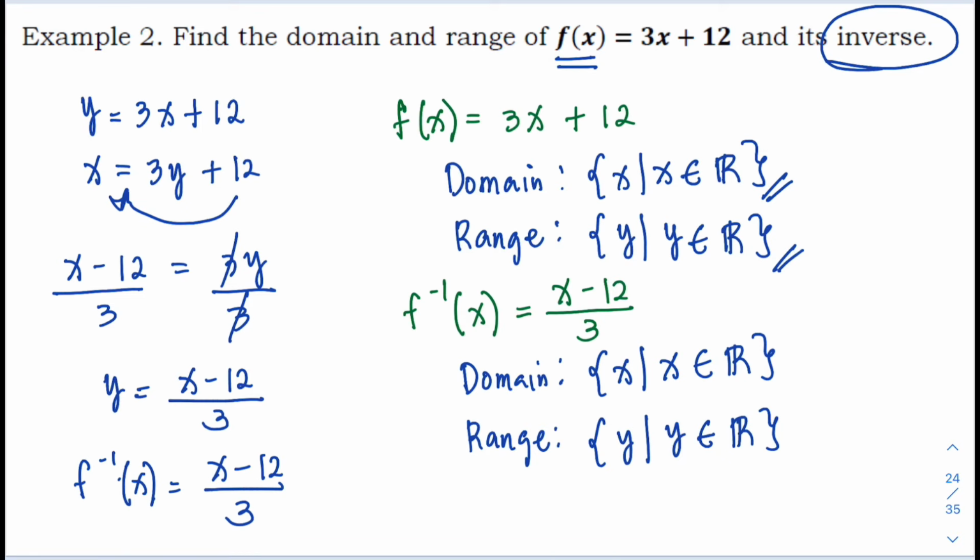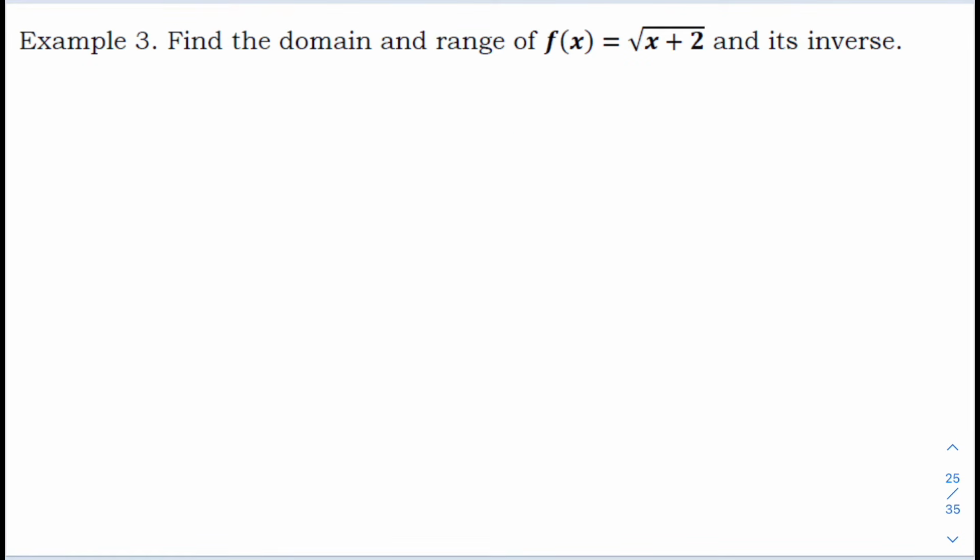Okay? So, naintindihan guys? So, let's have another example, number 3. Find the domain and range of the function square root of x plus 2 and its inverse. Okay? So, first, kunin muna natin guys yung kanyang inverse function. So, we have y equals square root of x plus 2. Okay, so interchange natin si x and y. So, we have x equals square root of y plus 2.